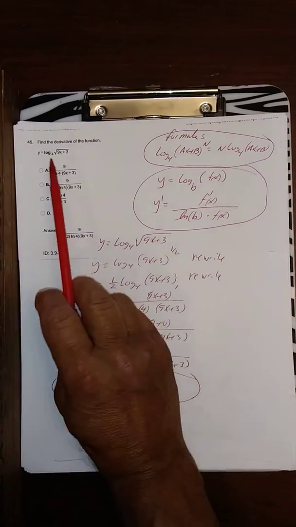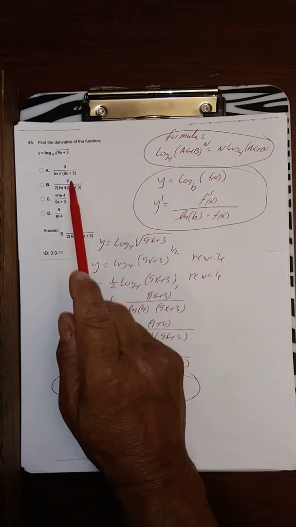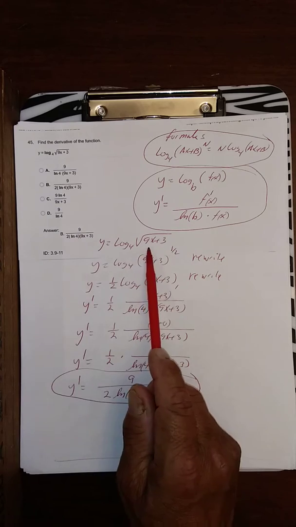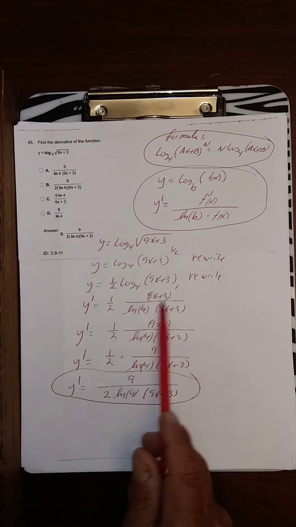Find the derivative of log base 4 of this guy. So use the log rule first. We're going to rewrite it to the half power, and then we're going to put the power in front. Now we take the derivative of this.